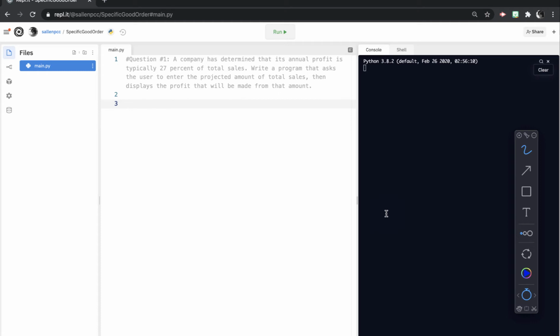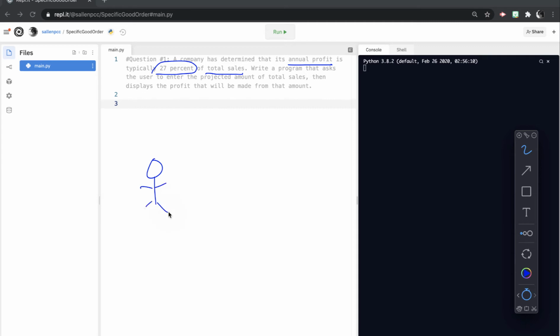So what I would do is I would start looking for all of the information that I will need from my user. So I'm going to need the total sales, and then I'm going to be calculating the annual profit. And I know the annual profit is 27% of the total sales. So here I am, and here is the business owner. And what I'm going to do is I'm going to ask him, what are your total sales? And then this person will give me an amount. Let's say they say $35,000 are their annual sales.